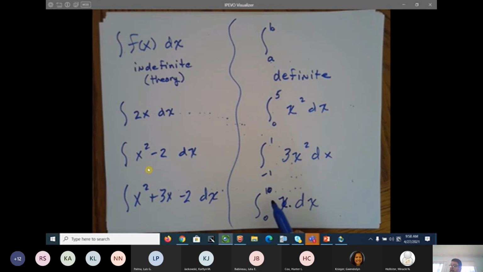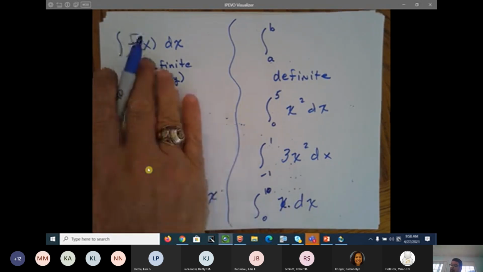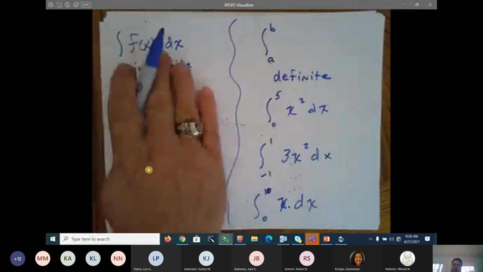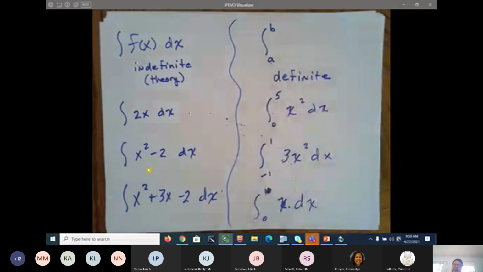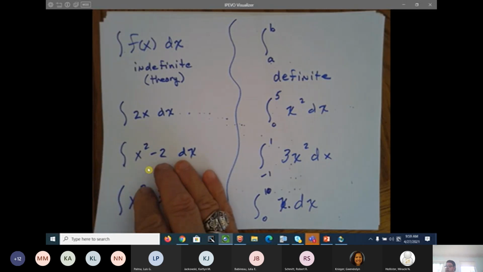So, with that being said, we're going to work on both of these. Probably work on a lot of these today. Probably work on some of these Thursday. And I'm going to get as many as I can in so you'll know at least the basics of antiderivatives.